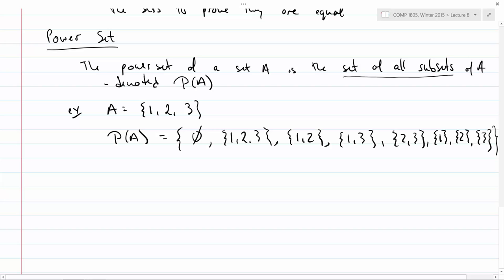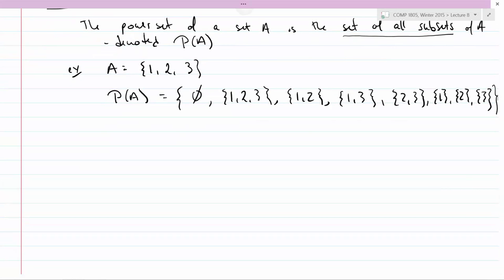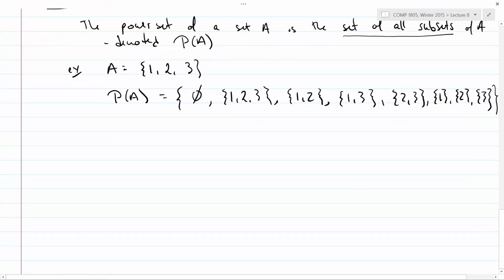In this first one, I'll do this in a different color. I'm going to write them in order. In this one, one's not in it, two's not in it, three's not in it. In the second one, one's in it, two's in it, three is in it. In the third one, one and two are in it, but three isn't. In this one, one and three are in it. In this one, two and three are in it. And then the last ones are just one, just two, and just three.